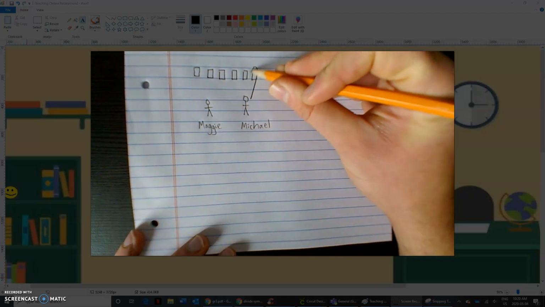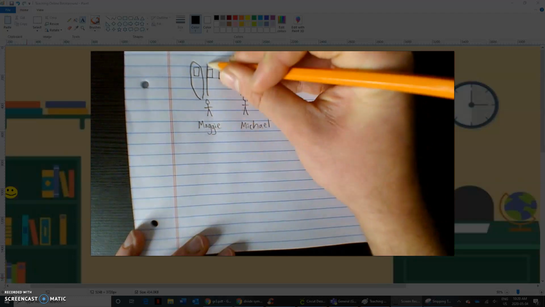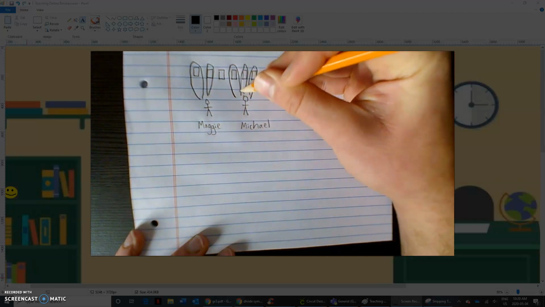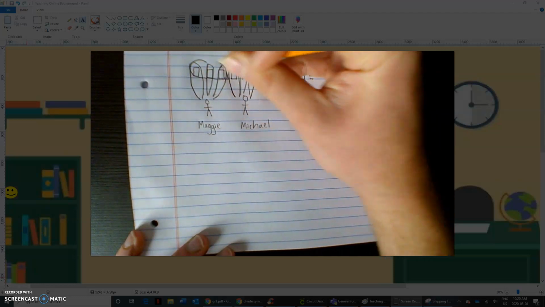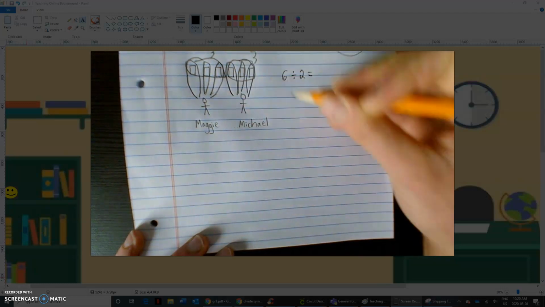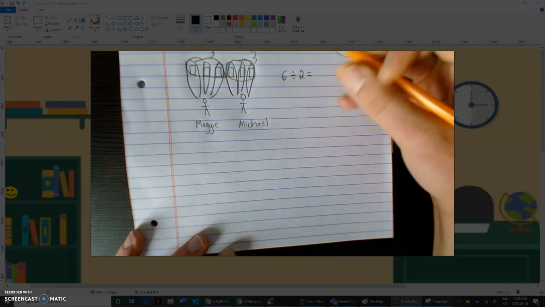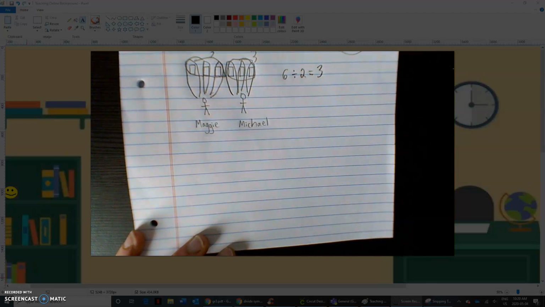Well, let's say Michael takes 1, Maggie takes 1. Michael takes his second one, Maggie takes her second one, and Michael takes his third one, and Maggie takes her third one. She gets 3, Michael gets 3, so 6 presents divided by 2 people, Maggie and Michael. They each get 3 presents.